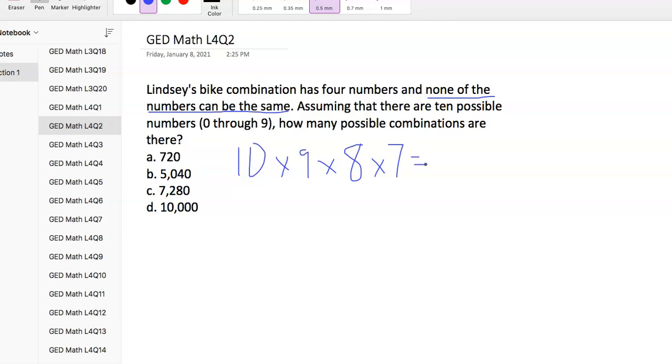If you go through that, and I'll save you the calculation stuff, if we go 10 times 9 times 8 times 7, we get 5,040. Now if it was just 4 numbers, but the numbers could repeat, then it would be 10 times 10 times 10 times 10, and that would be the 10,000, answer choice D. But because they can't repeat, we take 1 away each time, and it's 10 times 9 times 8 times 7. So that's a big difference as far as doing combinations.